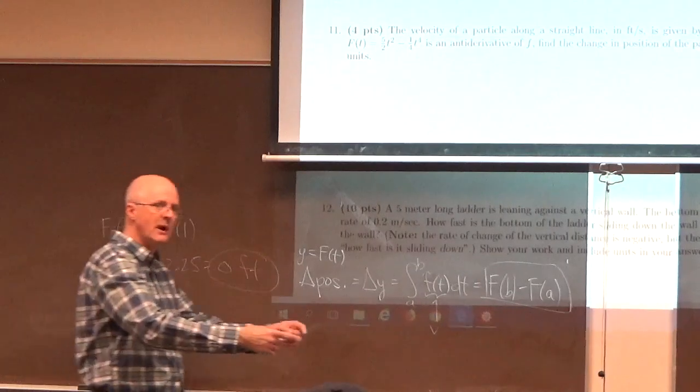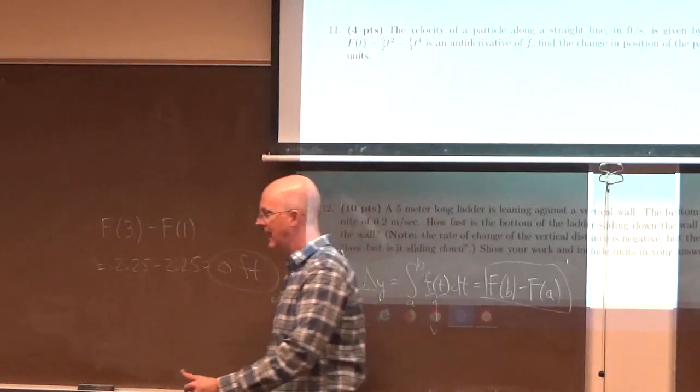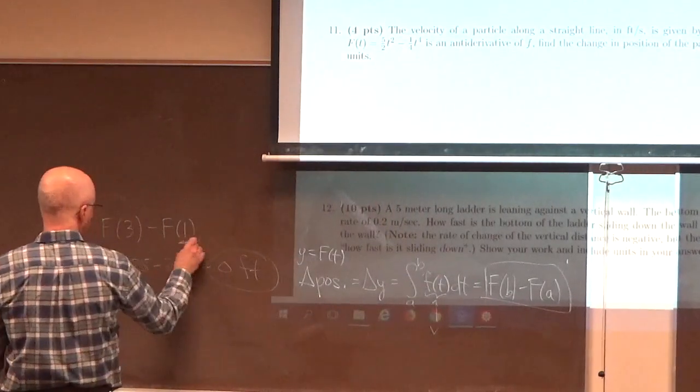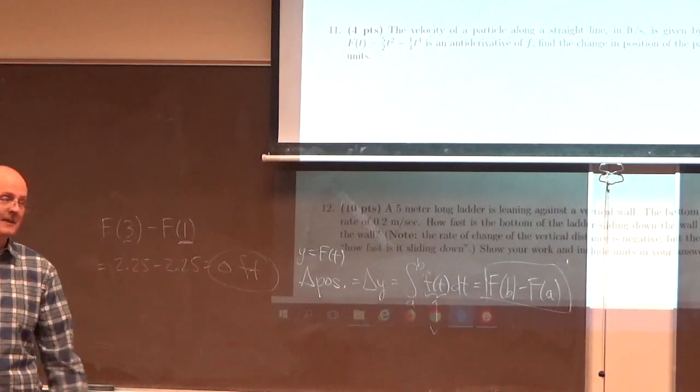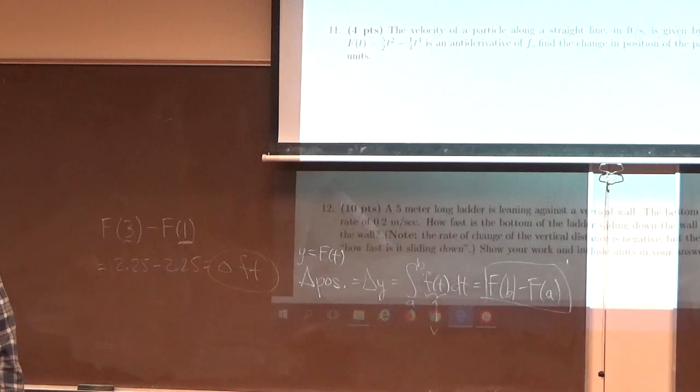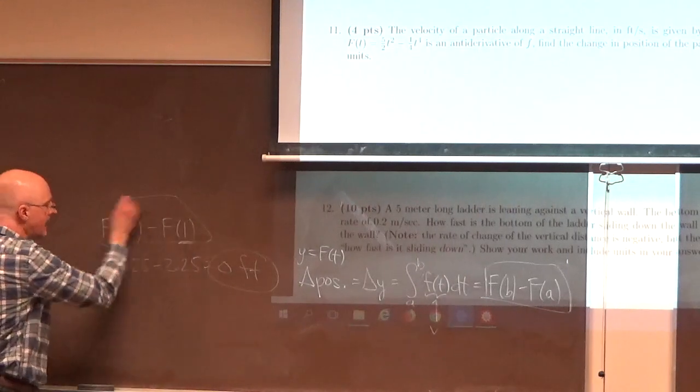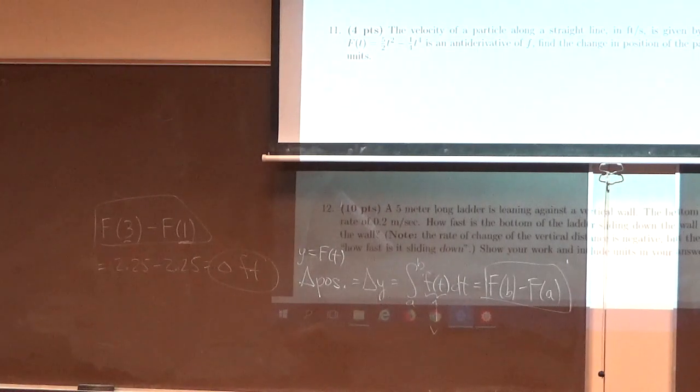You start moving this way, turn around, and, well, you start at time 1, by the time you reach time 3, you're back where you started. That's why the change in position is 0. But it's this difference. It didn't have to be 0, but it is in this case.